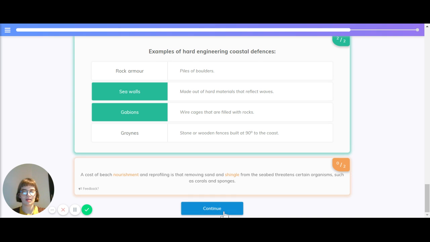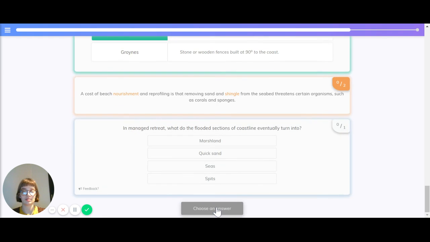A cost of beach nourishment and reprofiling is that sand and shingle from the seabed threaten certain organisms such as corals and sponges. In managed retreat, what do the flooded sections of coastline eventually turn into? Is it marshland, quicksand, seas, or spits? Correct answer is marshland.